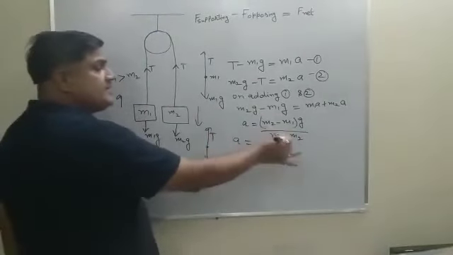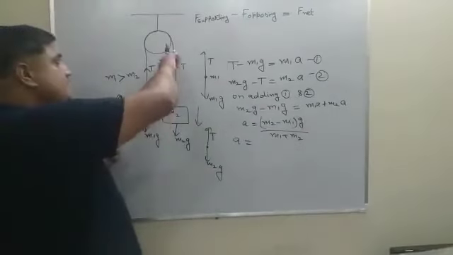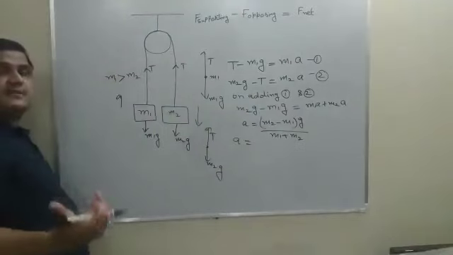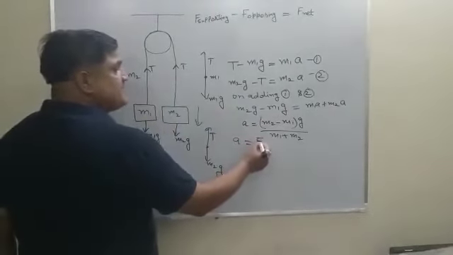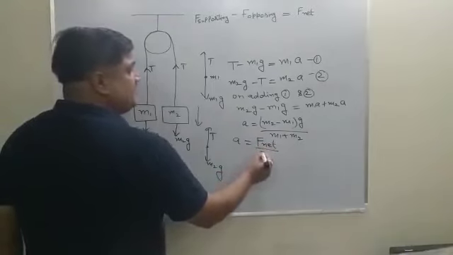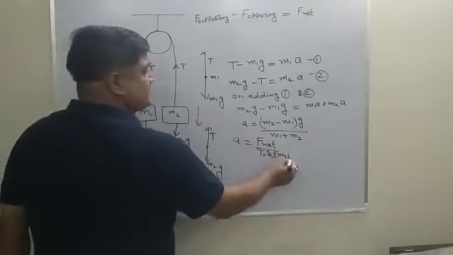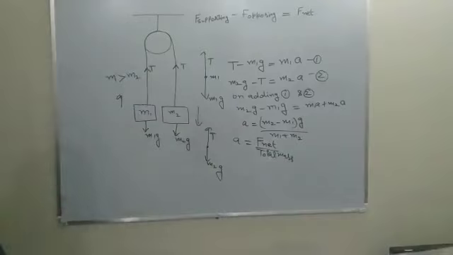Acceleration is M2G minus M1G, this is the net force. M2G in this direction, M1G in this direction. Both forces are in opposite directions, so this is the net force. So you can remember this relation as net force by total mass. This is how you can calculate the acceleration.